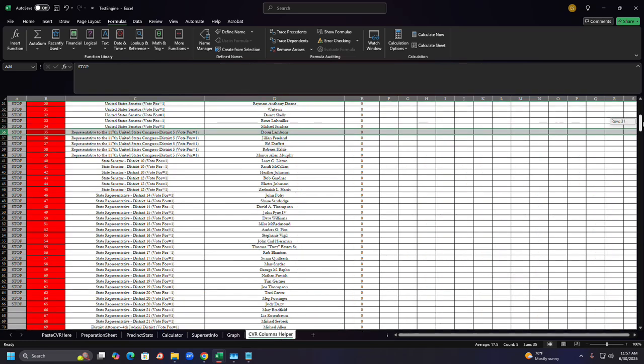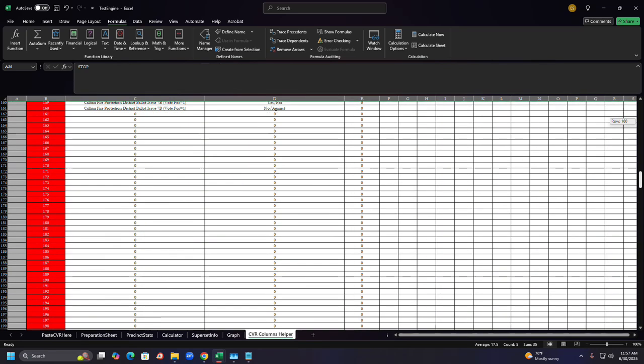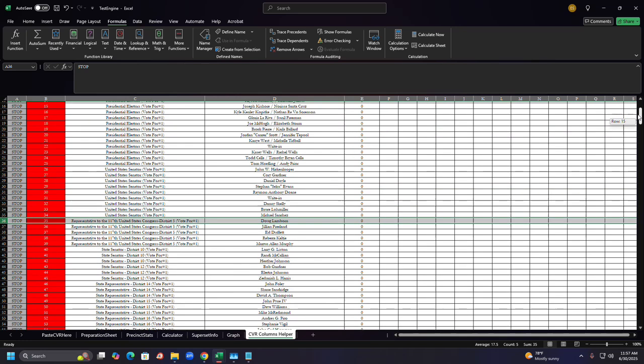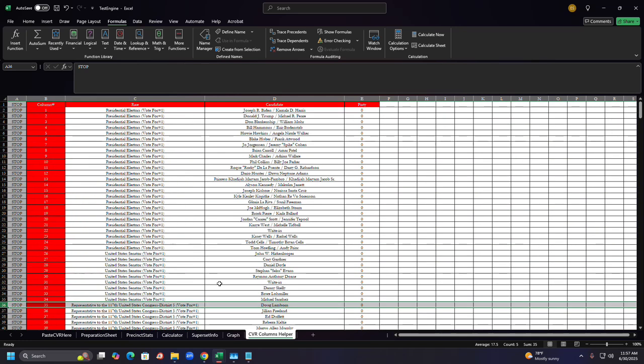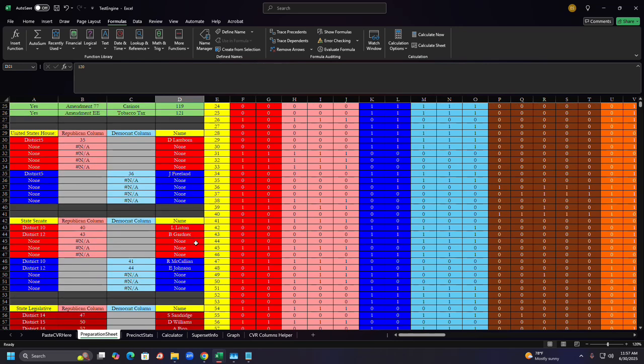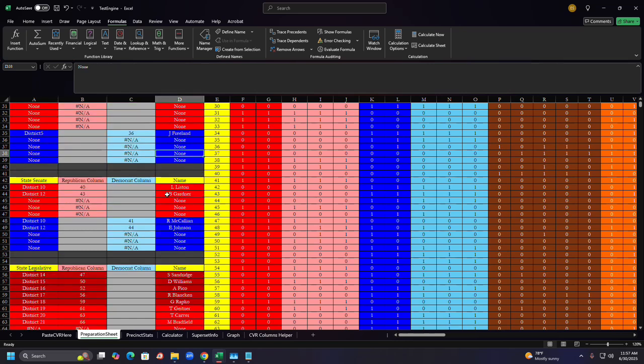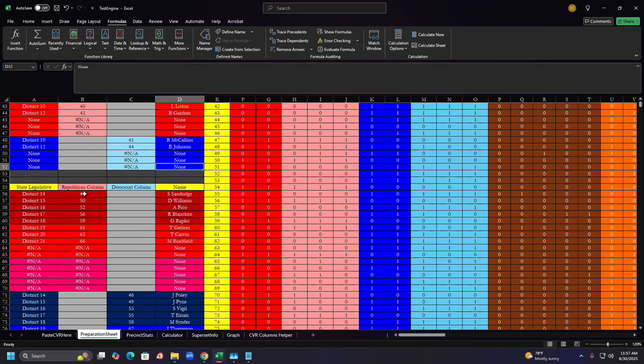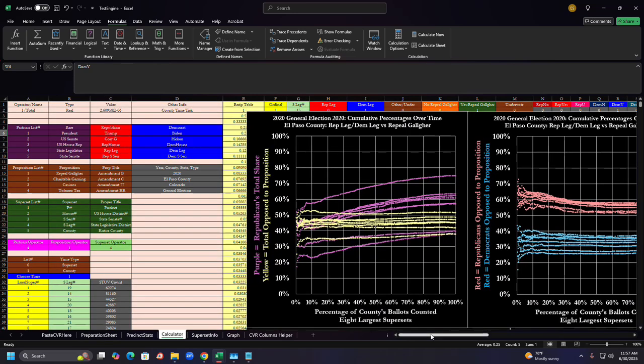Then you have the column helper list, which puts them vertically instead of horizontally for you to look at. You go to your preparation sheet, you put in those columns specific to your cast vote record. It's the only part I can't help you with. You have to do that yourself. The United States House district races here, state Senate races here, state legislative districts here. Then after that, everything is good to go.